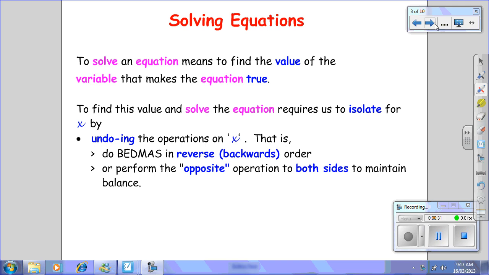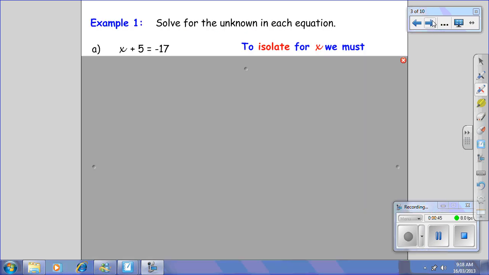So really what we're doing is doing BEDMAS backwards. So we're doing the opposite operation to both sides to maintain balance. And we saw that with a balance scale earlier on, and if you want to see that again, go back and watch the lessons in Unit 0 again. Solving for the unknown in each equation. We're going to do a few questions like what we did in Unit 0 here, just to review.